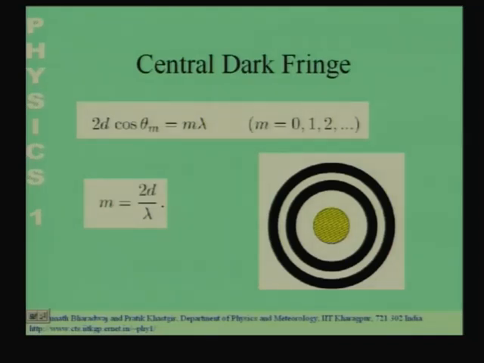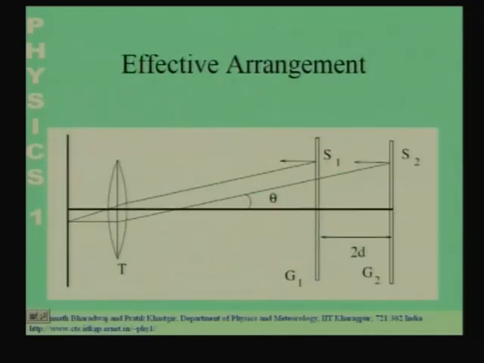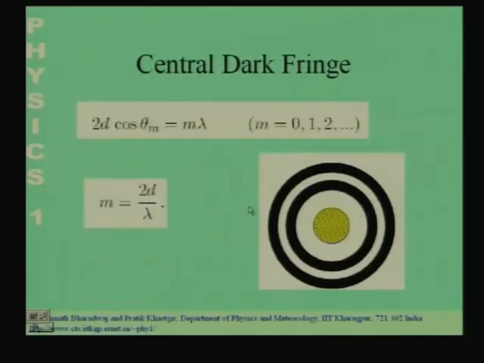Theta is the angle with the line of sight to the center. So, this angle over here is theta, and this is the line of sight. The condition for a dark fringe is 2d cos theta equal to m lambda. This will give you a dark fringe of order m at an angle theta m. For a bright fringe, you have to replace m by m plus half.